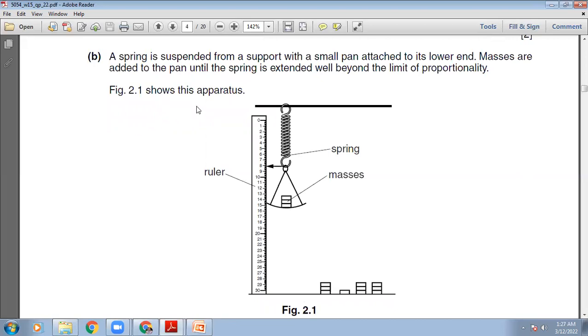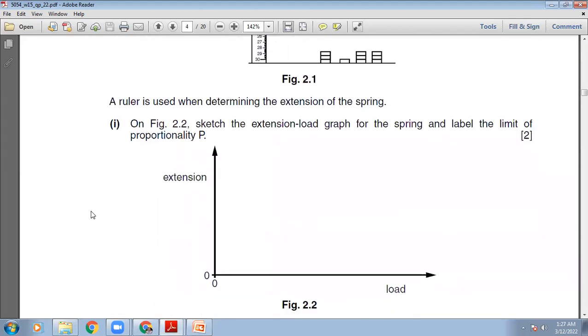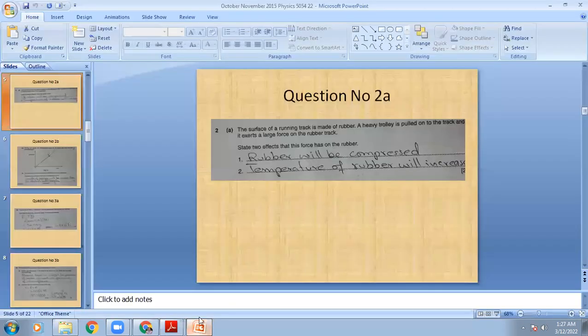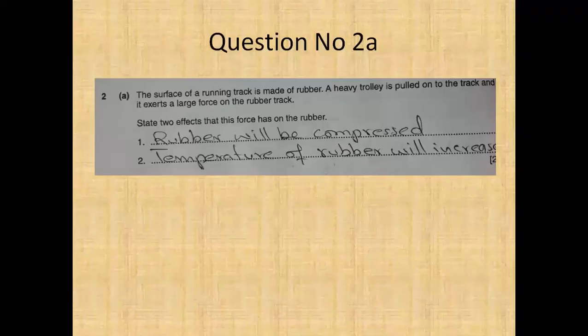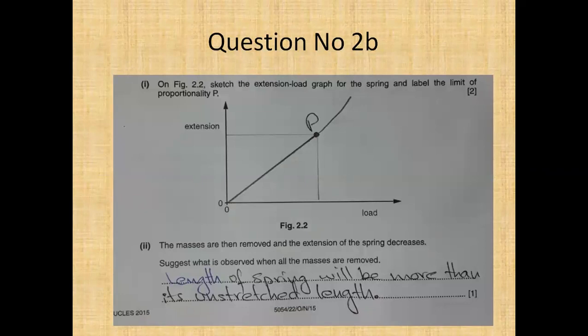So figure 2.1 shows this apparatus. So we have put so much mass here so that it has crossed the limit of proportionality. So their question is, a ruler is used when determining the extension of the spring. On figure 2.2, sketch the extension-load graph for the spring and label the limit of proportionality. So because you have crossed the limit of proportionality, at the start, the graph between the extension and the load will be a straight line, because the extension and the load will be directly proportional to each other.